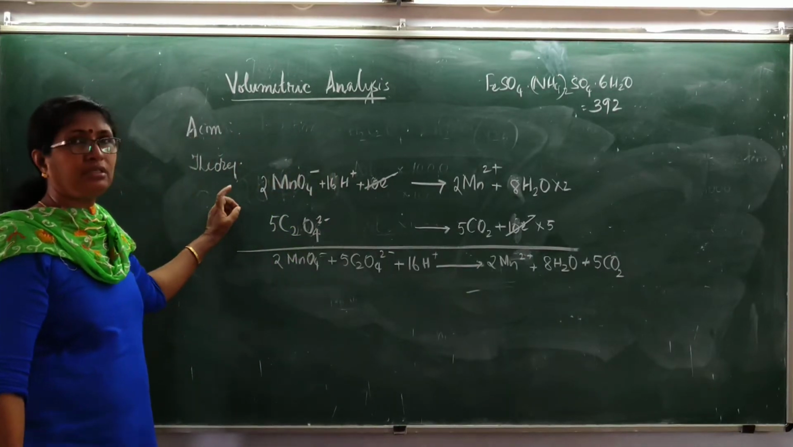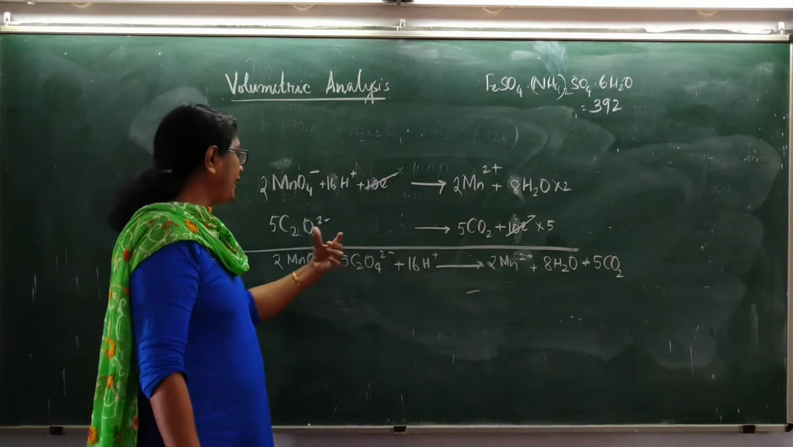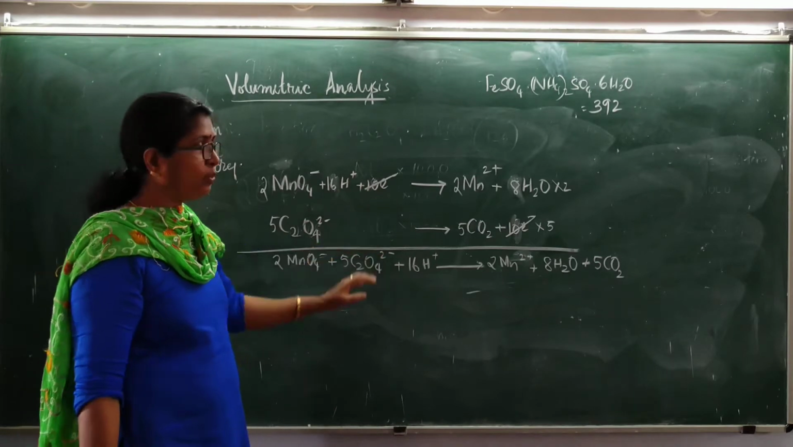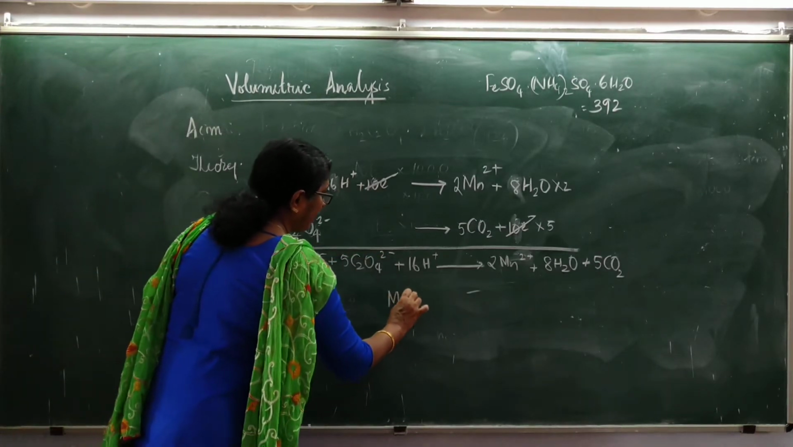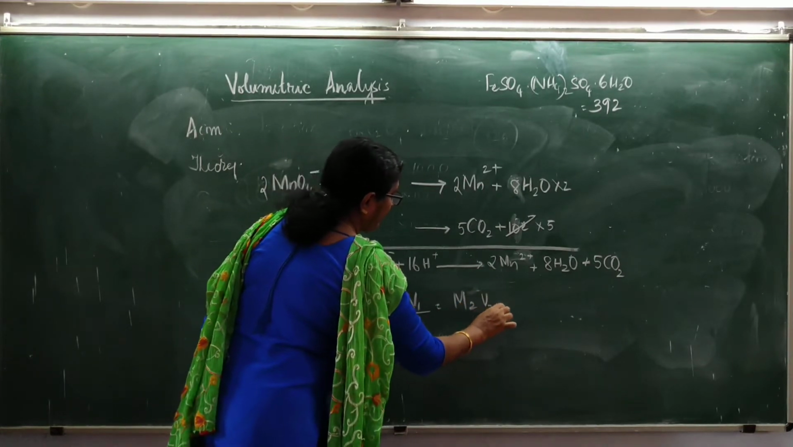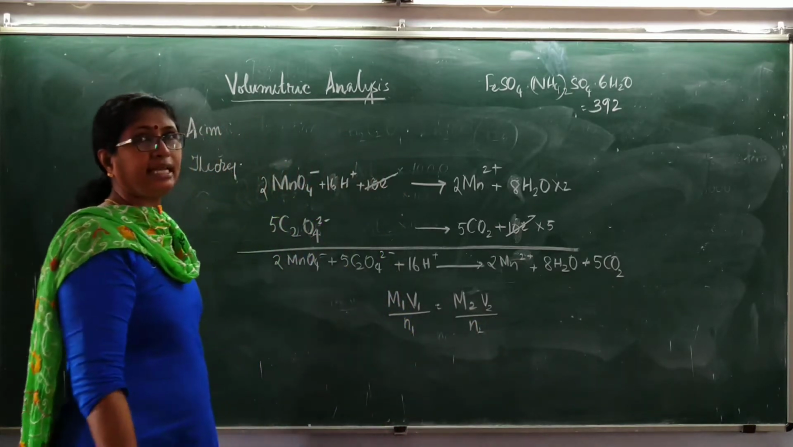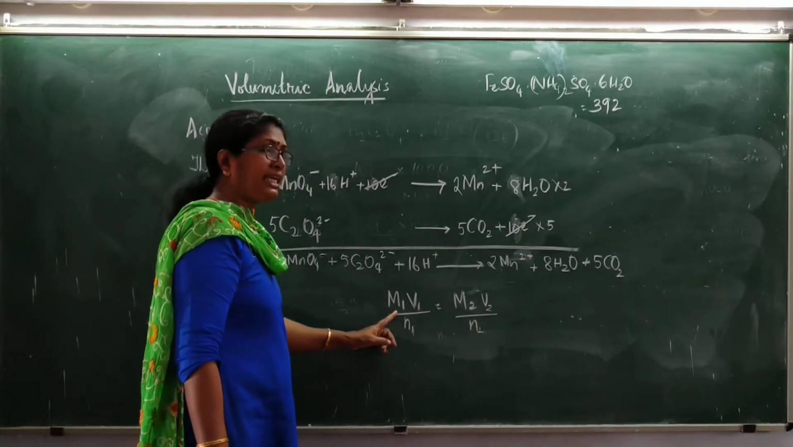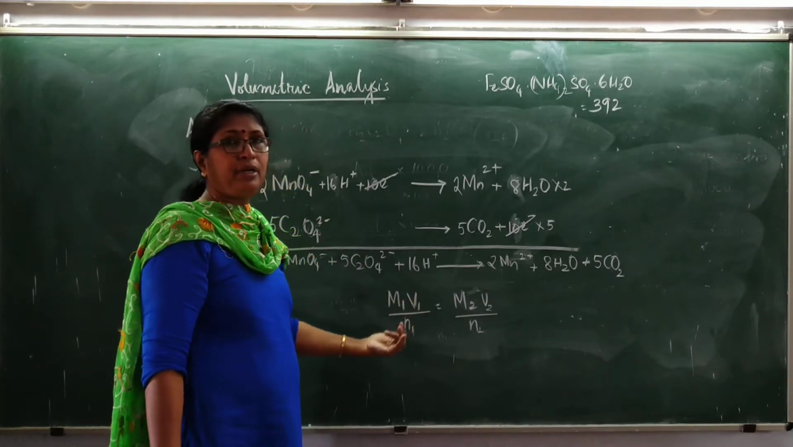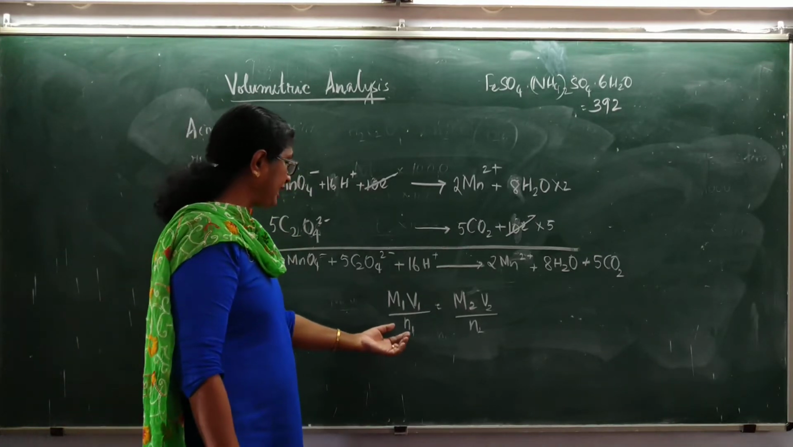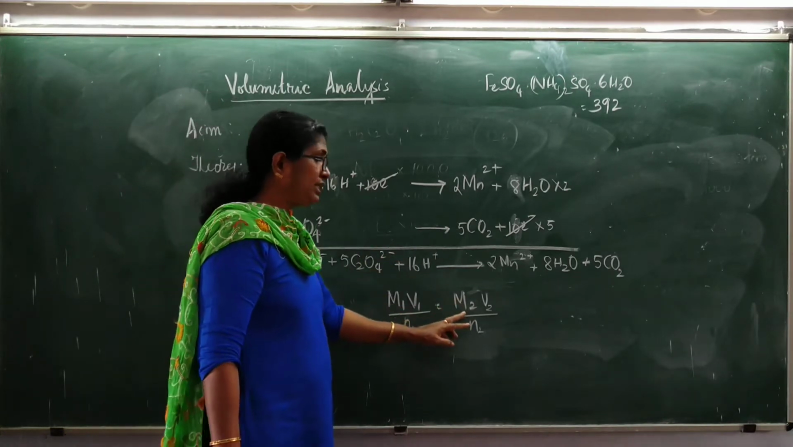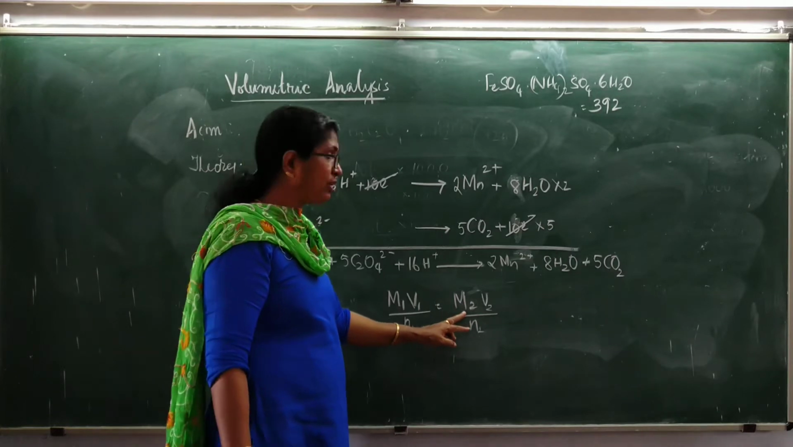So permanganate ion is reduced to manganese ion and oxalate ion is oxidized to carbon dioxide. So this is a redox titration. Now what is the equation you are going to use here? M1 V1 by N1 is equal to M2 V2 by N2. You take oxalic acid as the first solution. So M1 is the molarity of oxalic acid, which is 0.05 molar. Then V1 is its volume, that is you are pipetting out 20 ml of oxalic acid. N1 is the coefficient. What is its coefficient? 5. Then M2 is the molarity of potassium permanganate, which you will have to calculate.